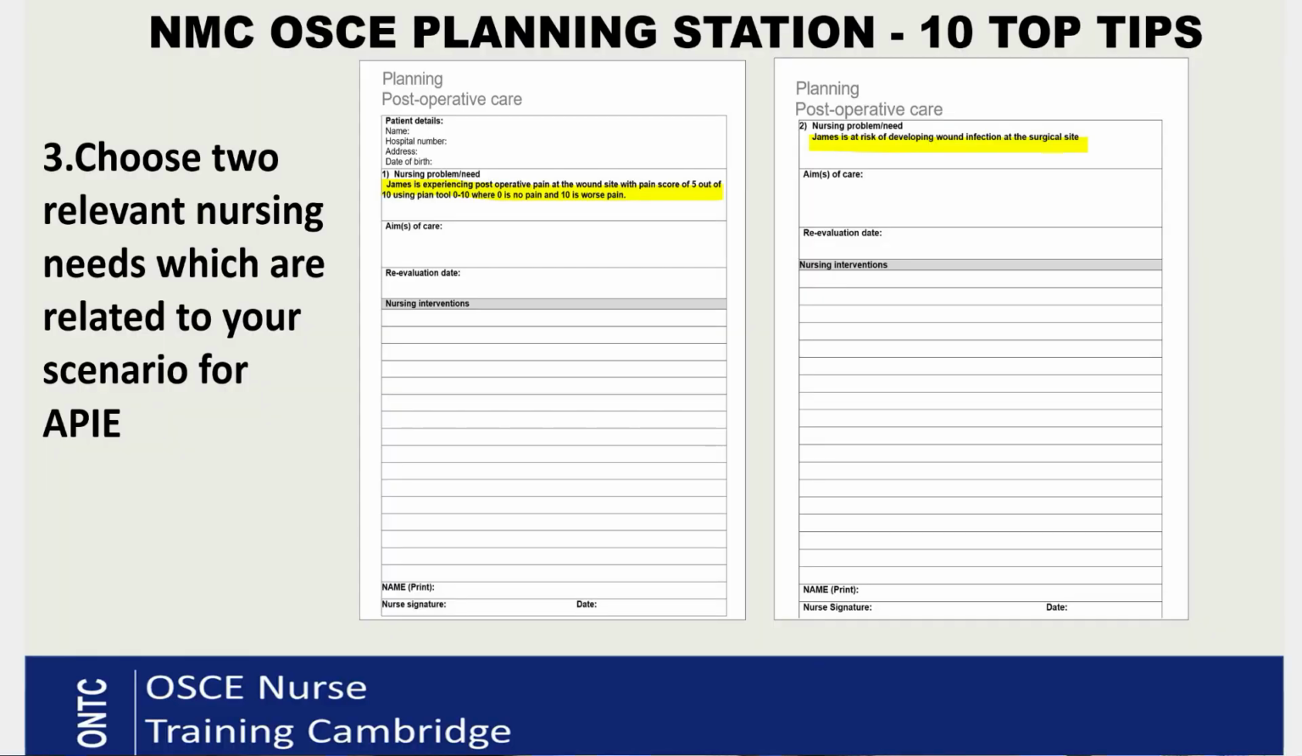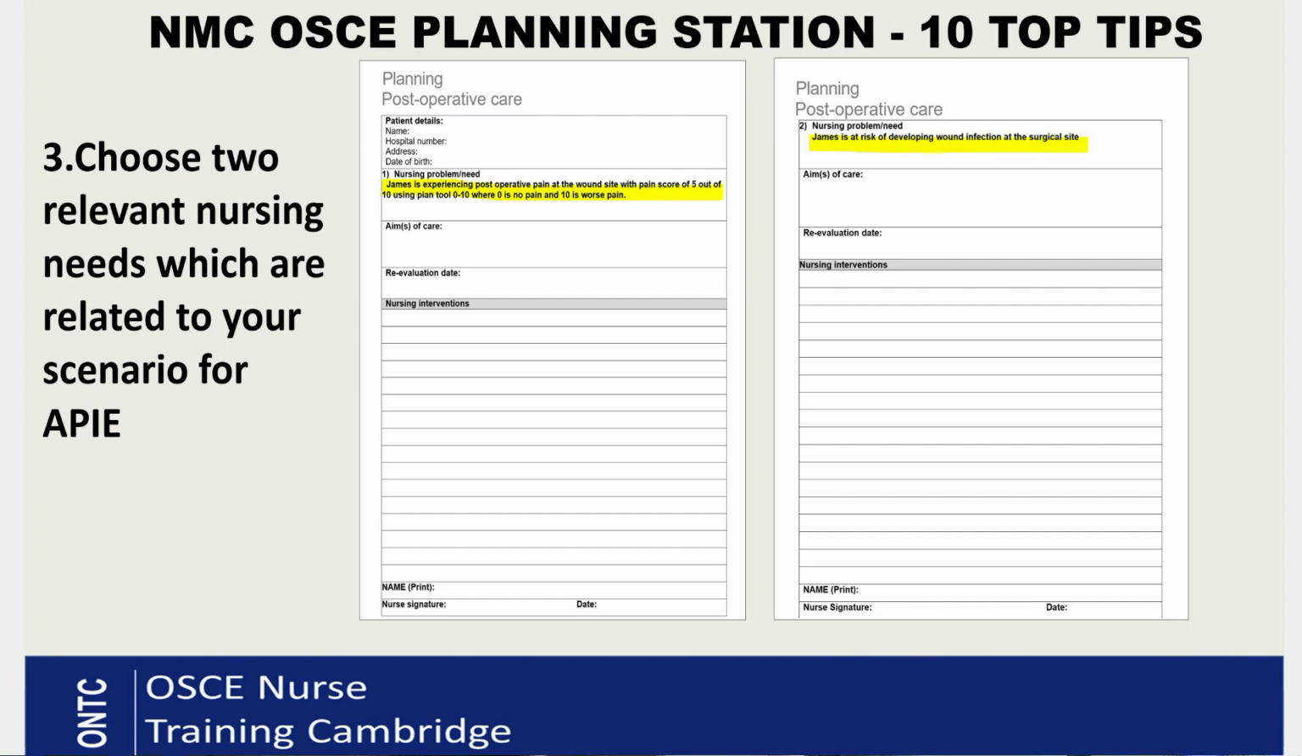Number 3. Choose two relevant nursing needs which are related to your patient scenario. So that's what I was already trying to say to you, is that pay attention to the new information, and also here we're talking about the nursing needs. They have to be relevant to your scenario.